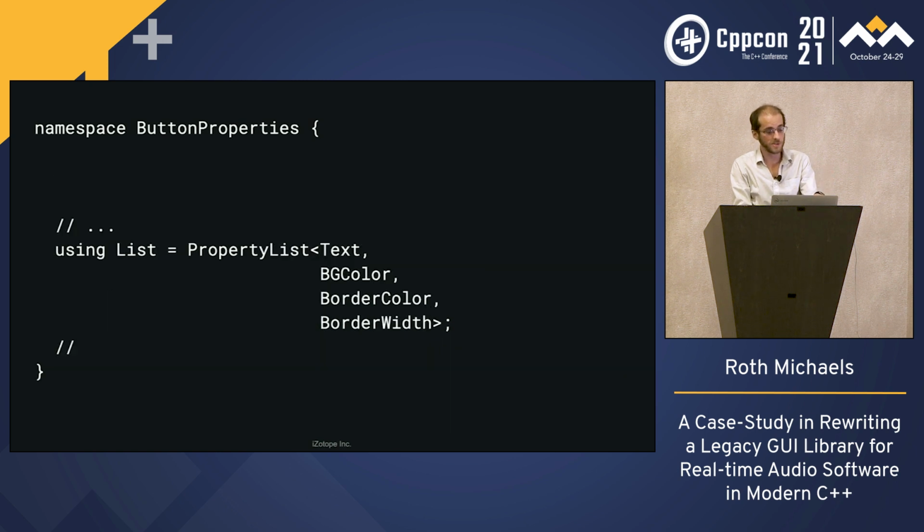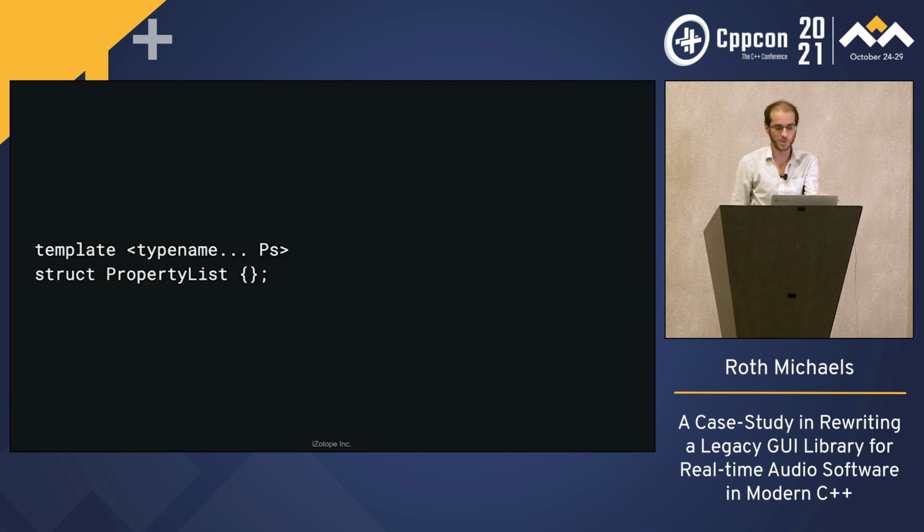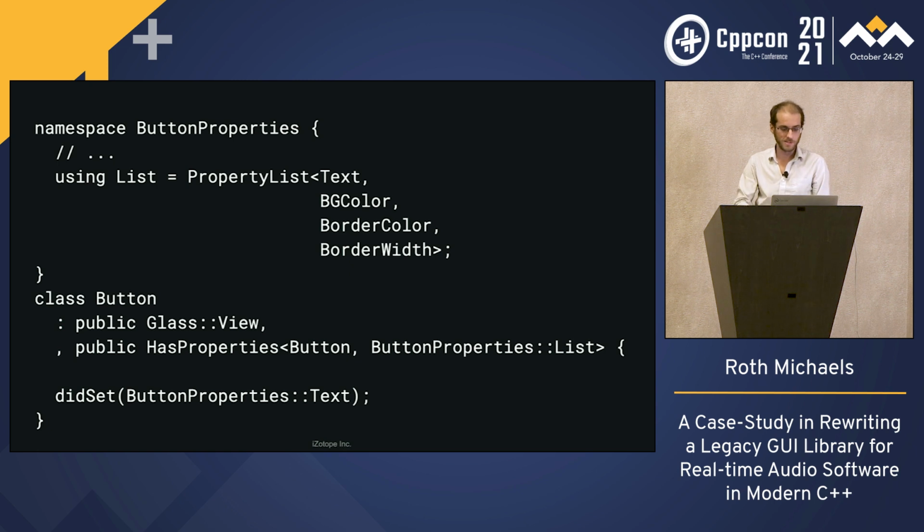And then the last thing that goes in this namespace is this using list equals property_list. Here's where we collect all of the properties into a list. And this property_list type is really simple. It's just an empty struct templated on a bunch of types, so it's basically just our way of collecting a bunch of types into a list. Then that's what we pass into the has_properties base class that provides all our property functionality. It's kind of the curiously recurring template pattern. We pass the derived class and then the list of properties it's supposed to have.